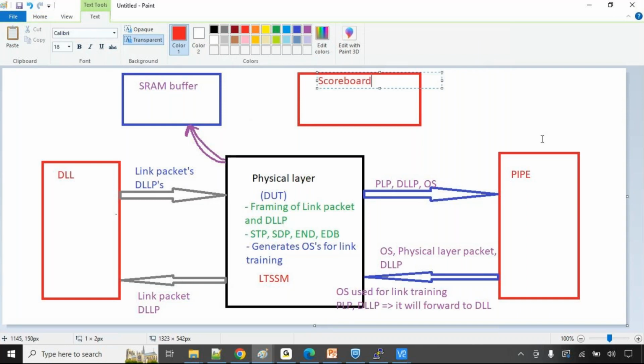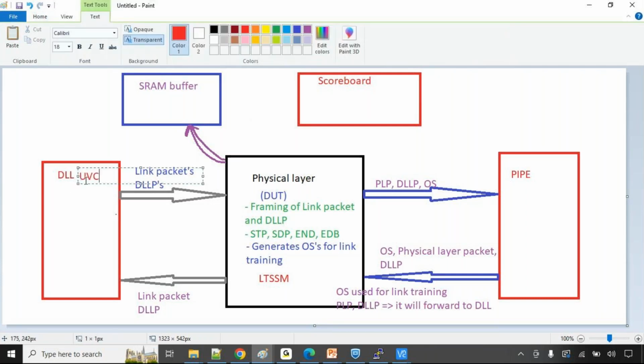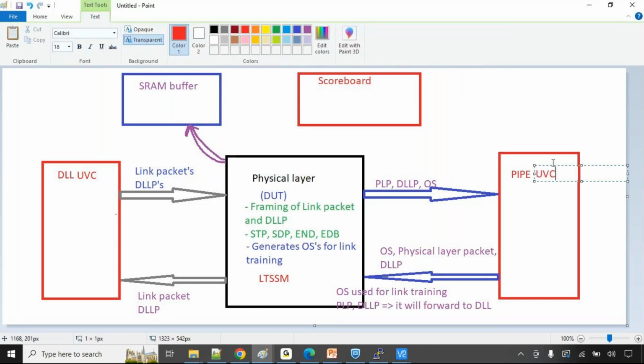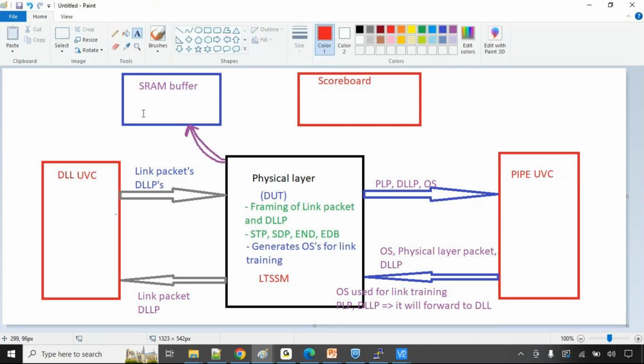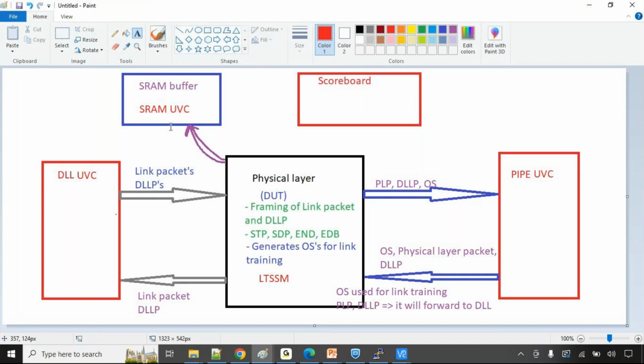Because for us this is the DUT, we will implement it as the DLL UVC. Since we are doing this in UVM, we'll call it the UVC. We'll call this the PIPE UVC. And instead of SRAM buffer, we'll call it the SRAM UVC, a memory UVC basically. Each UVC will have a memory, if you understand. There will be a monitor for this UVC.